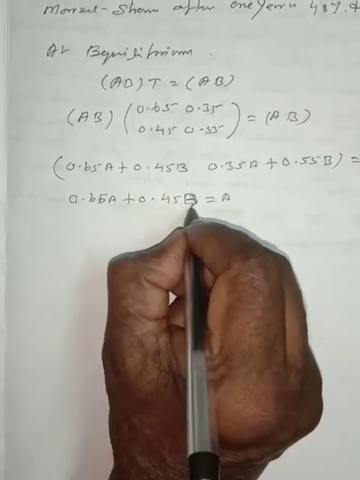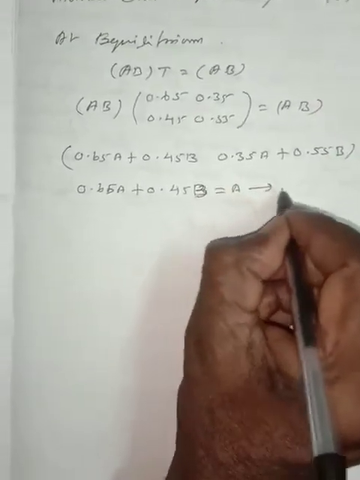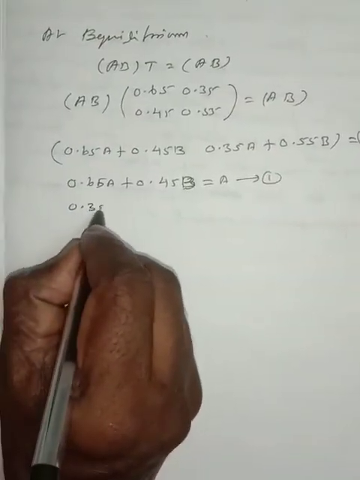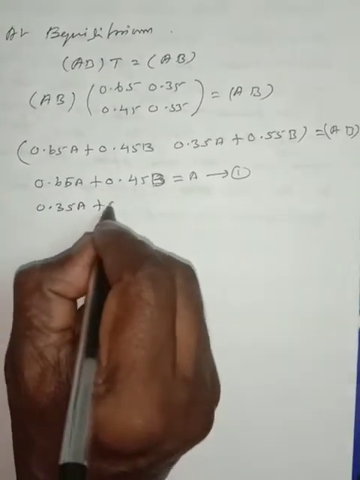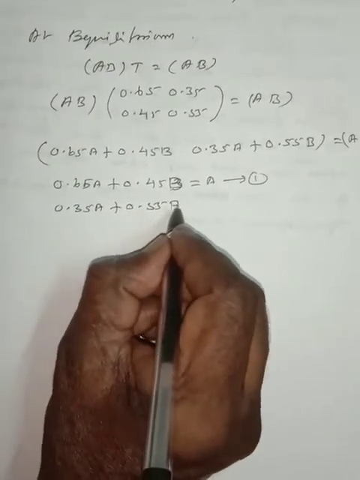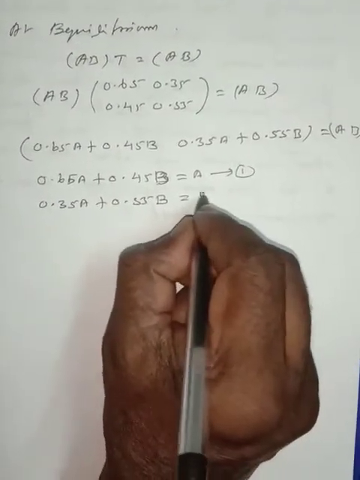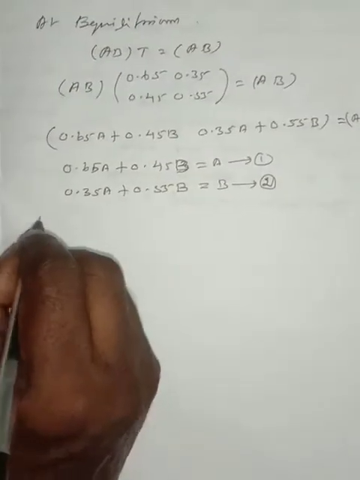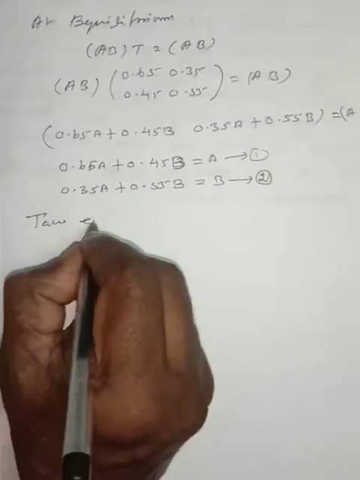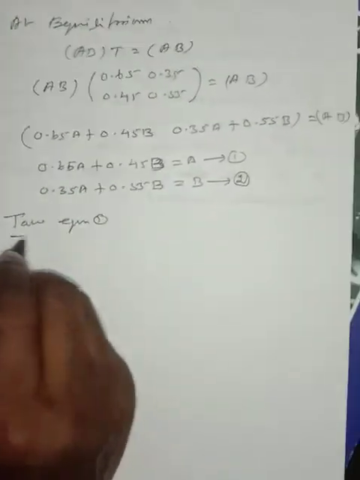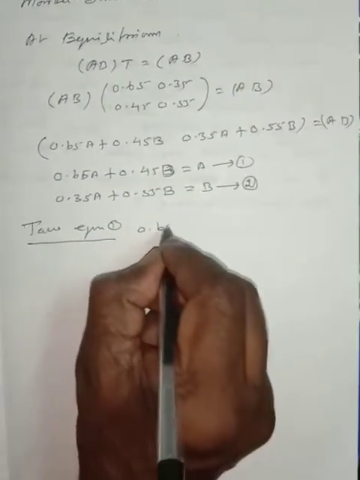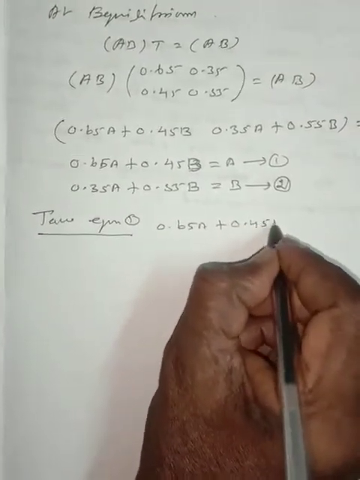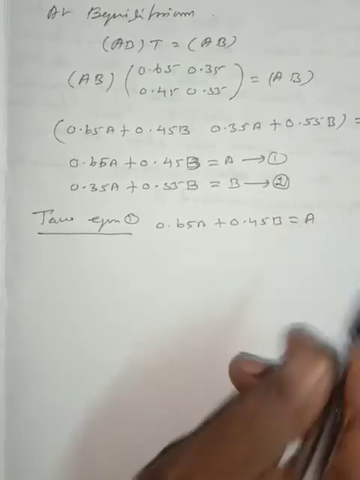0.45 B is equal to A. This is equation number 1. Next, 0.35 A plus 0.55 B is equal to B. Equation number 2. Take equation number 1, 0.65 A plus 0.45 B is equal to capital A.